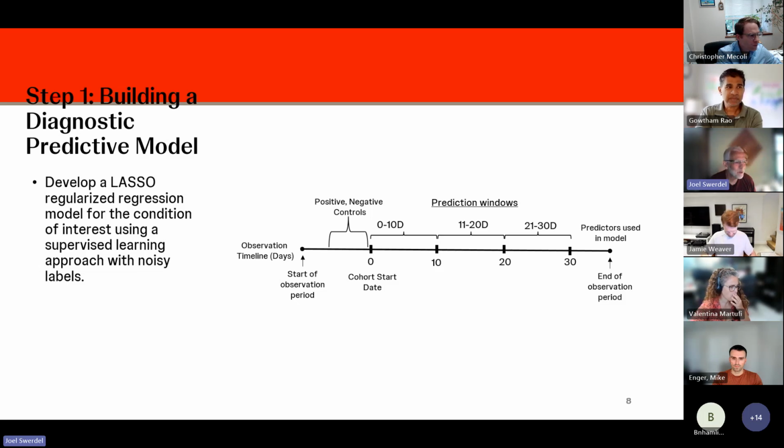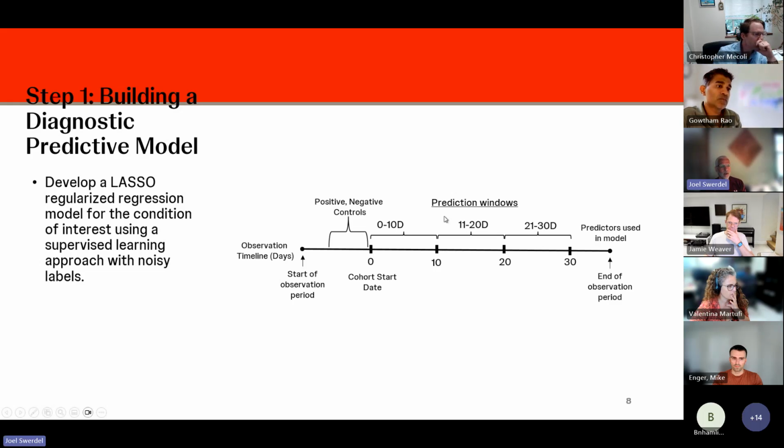This timeline sort of gives the idea of how the probabilistic model is determined. We have the positive and negative controls here, and they have a start date, an index date. For angioedema, which is an acute event, we generally have a time frame of about 30 days, broken up into 3 different prediction windows. The 3 different prediction windows help aid in the accuracy, as different things might happen in the first 10 days versus the next 10 days versus the next 10 days.